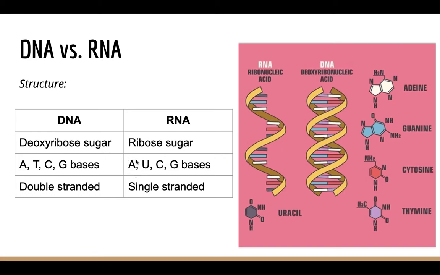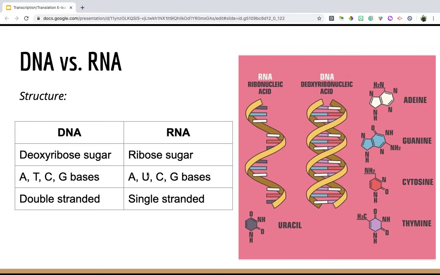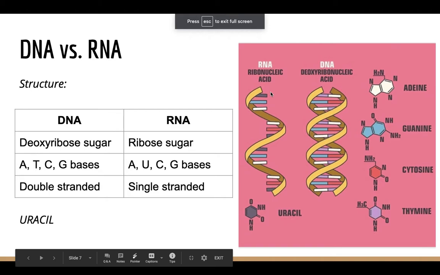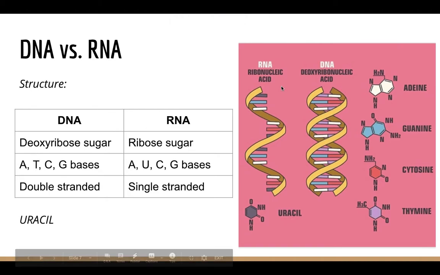RNA will still have the adenine base. It still has the cytosine and guanine, very similarly to DNA, but it does not have thymine. Instead of thymine, RNA has a different base known as uracil. So I'll write it here so you see how it looks. That U that you see stands for a different base known as uracil. And the last structural difference that we talked about is that DNA is double-stranded, while RNA is single-stranded.